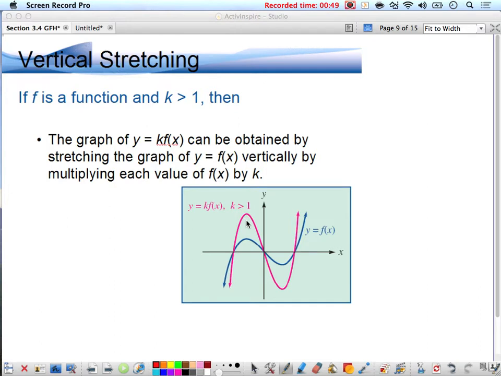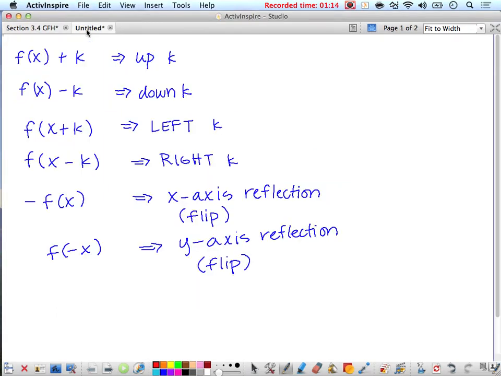Now it's only going to technically be a stretch if k is greater than 1. If you multiply it by a half, it doesn't actually make the y value bigger, it makes it smaller. So vertical stretching technically only occurs when you multiply the outside of the function by a constant that is greater than 1. So you might want to take a couple of notes on that. We'll add that to our list here.